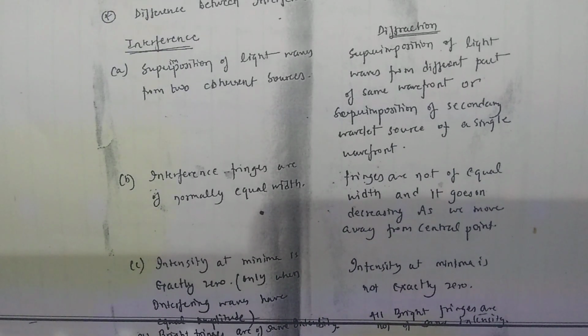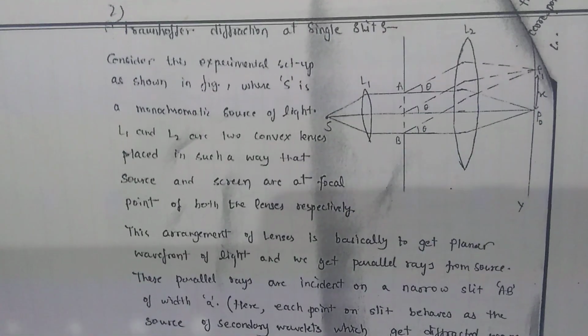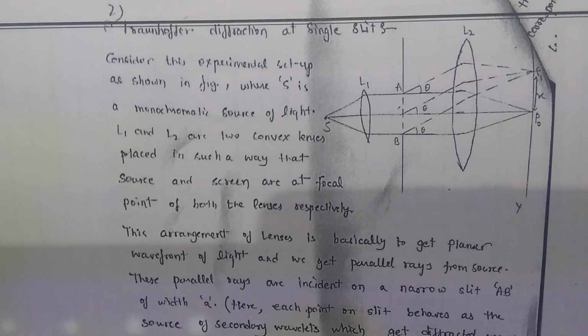And we already discussed some cases in which diffraction happens from a straight edge or a circular edge. But those diffractions were because of a spherical or circular wavefront. Now if you use a planar wavefront, which is the case in Fraunhofer diffraction, the wavefront should be a planar one, right? Like the Fraunhofer diffraction at a single slit.